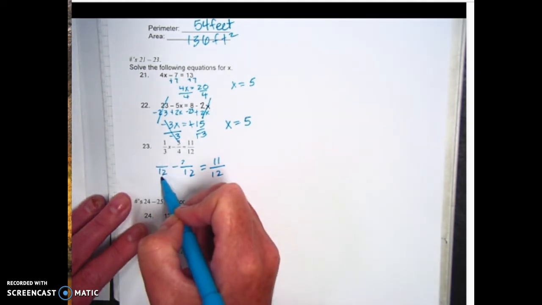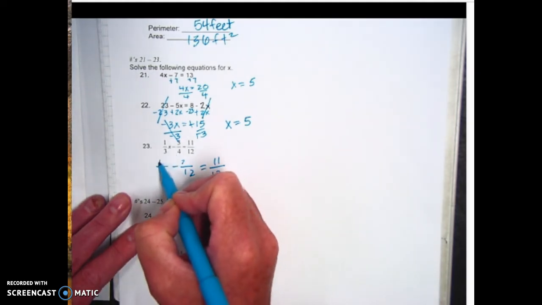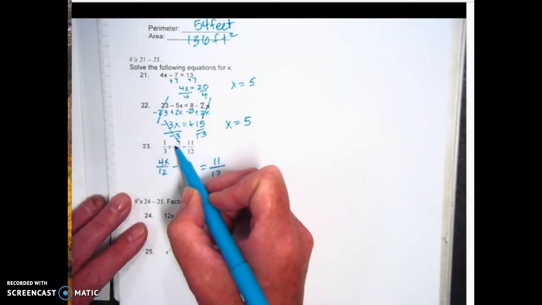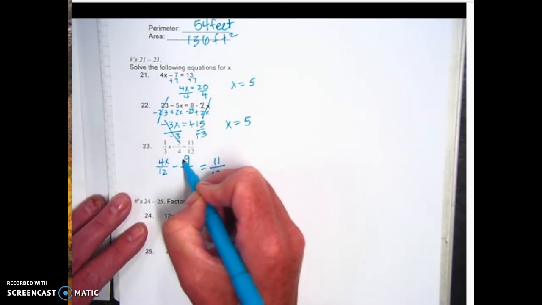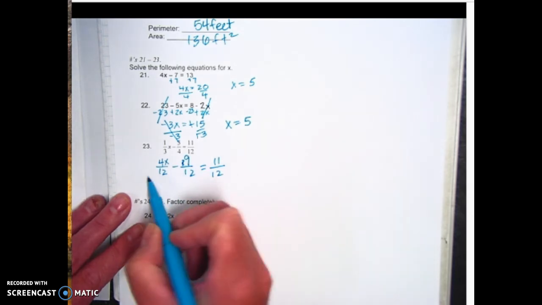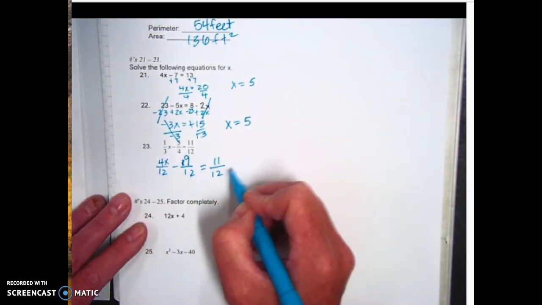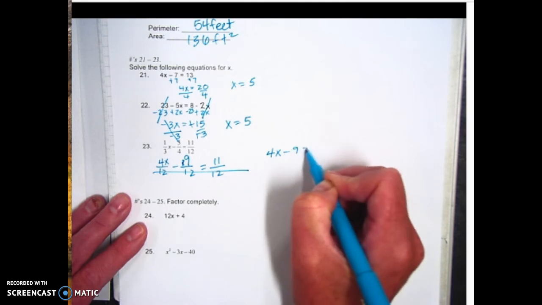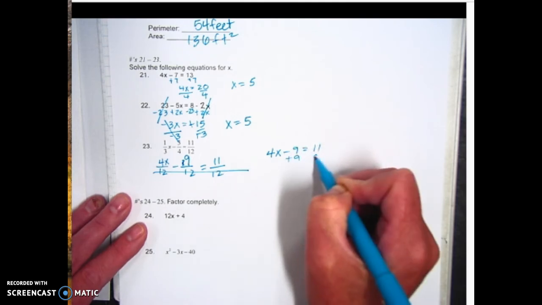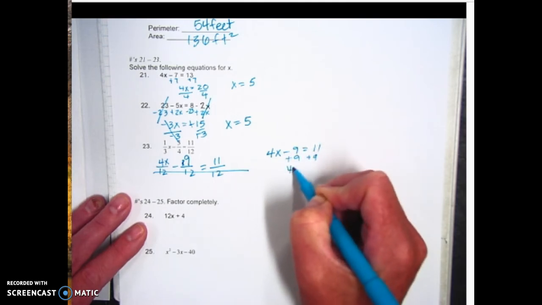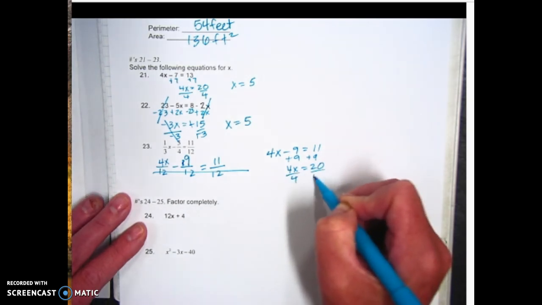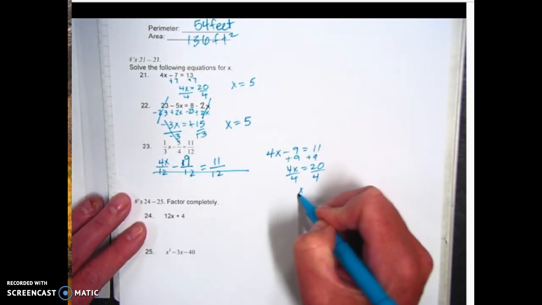So 3 goes into 12 4 times. 4 times 1x is 4x. And 4 goes into 12 3 times. 3 times negative 3 is negative 9. Once you have common denominators, you can cancel them all off, and you end up with the equation 4x minus 9 equals 11. Add 9 to both sides, and you get 4x equals 20. Oh my goodness, we have the answer of 5, 3 times in a row.